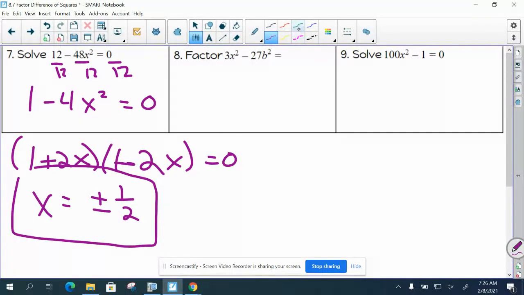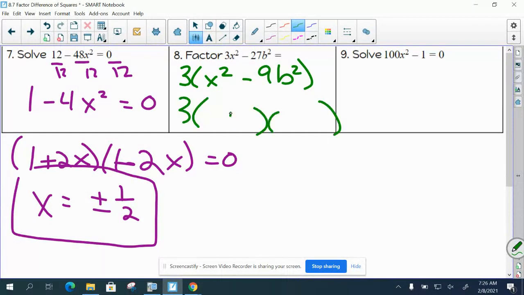Right, we could do the same thing in part 8. This doesn't say if you're solving, then you could divide, but if you're factoring, then you would just factor it out. So we could factor out a 3 here. So you get x squared minus 9b squared, and then you would factor this out as a difference of squares. So put plus, minus. Also, you can do minus, plus, the order doesn't matter. x and x, and then 3b and 3b. So that would be that factored.